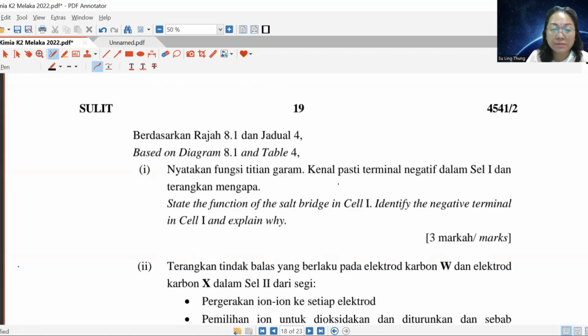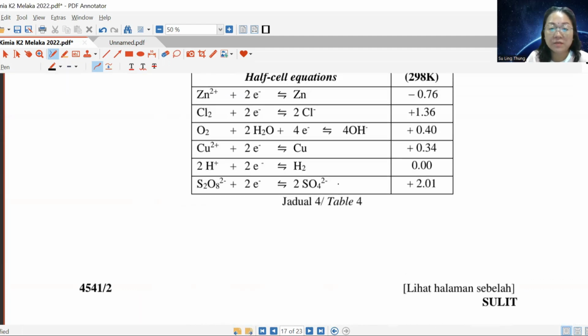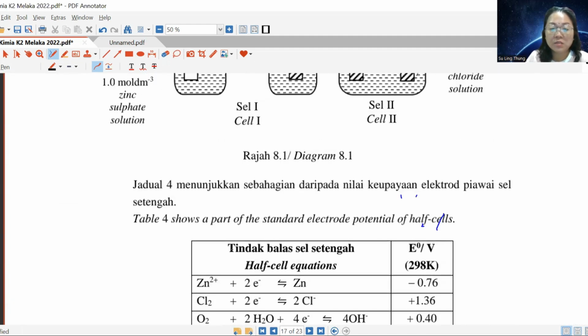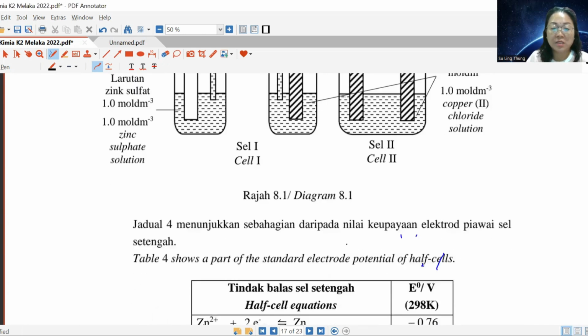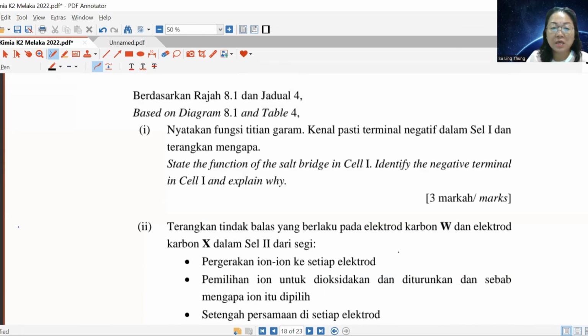So like I said just now, what's the function of salt bridge in cell 1? So salt bridge is actually to make sure the ions keep flowing. Okay, so it actually allows the movement of ions to complete the circuit.